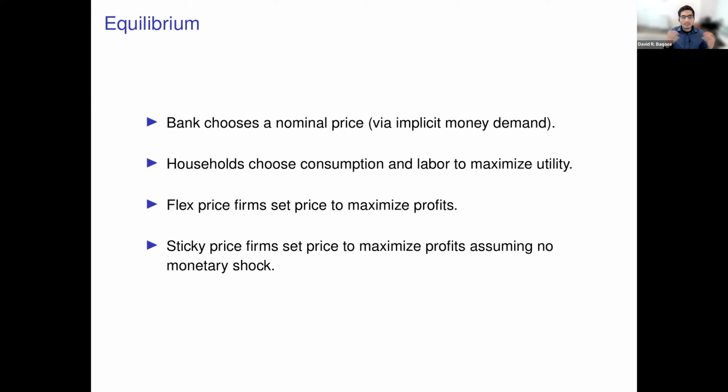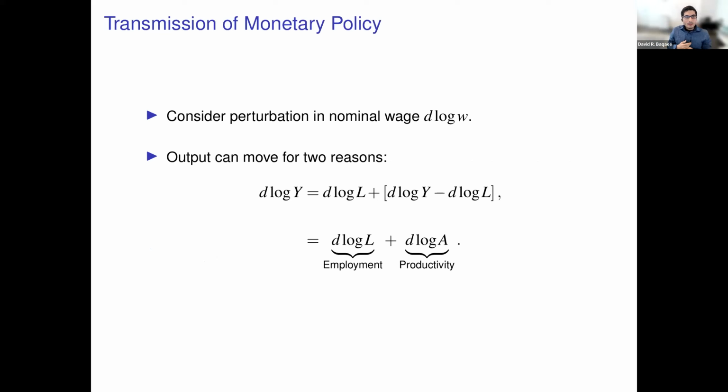So the equilibrium is the standard thing. The bank is going to choose a nominal price. I'm going to pick the nominal wage as the price they pick. And then once the nominal wage has been picked, a new equilibrium has to be established. So let's think about how monetary policy is going to affect output in this economy. Monetary policy, in this simple model, is just going to be a change in the nominal wage, and it is going to affect output in two ways. One is it's going to change employment. The other is it's going to change productivity.